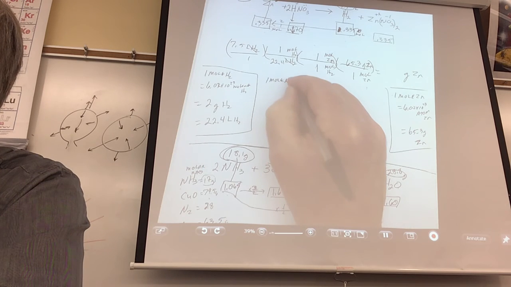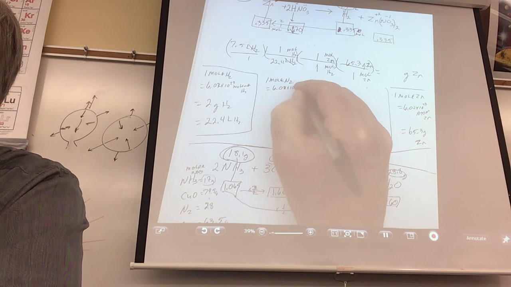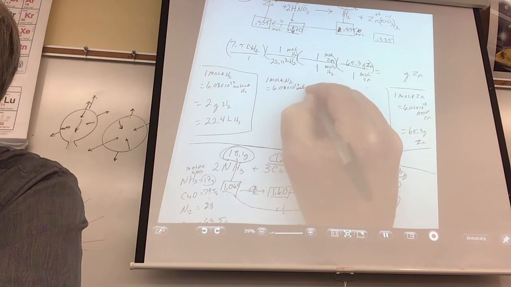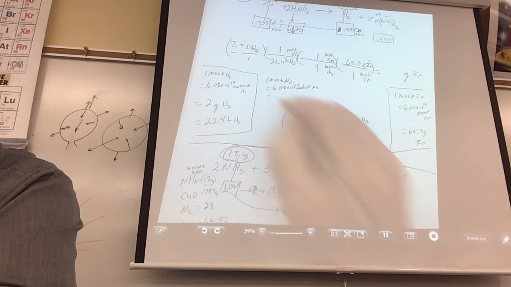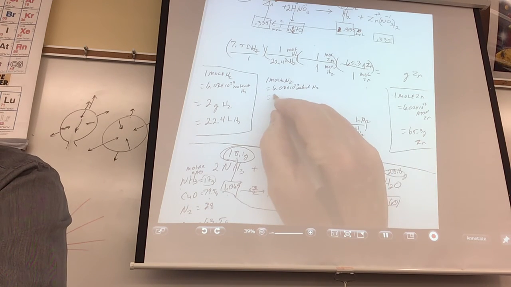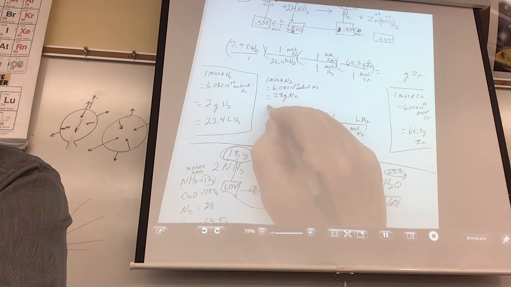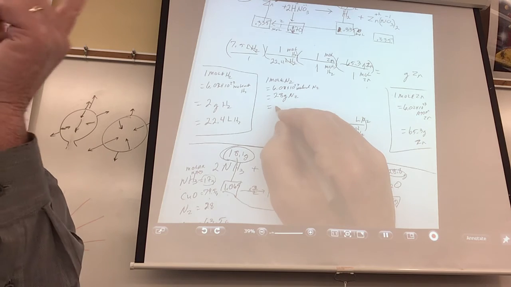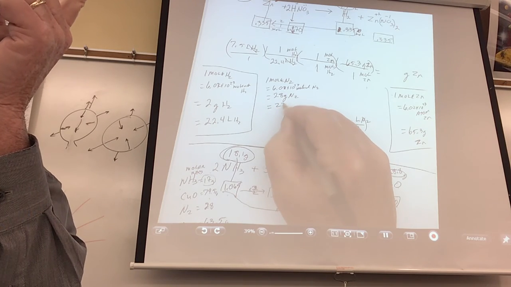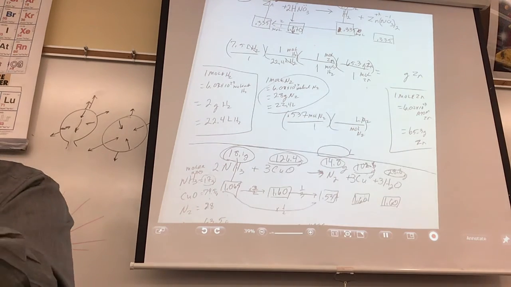1 mole of N2 is 6.02 times 10 to the 23rd molecules of N2 equals, help me out. Help me out, come on. 28. 28 what? Say grams. Molar mass is how many grams it takes to make a mole. And at STP, standard temperature and pressure, 1 mole of any gas is 22.4 liters. Now you see that? That's my toolbox.